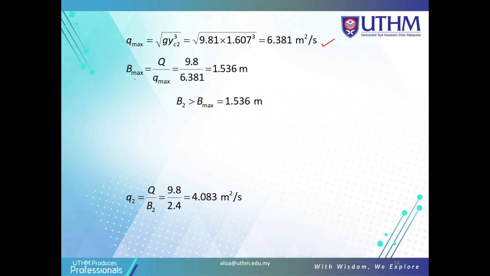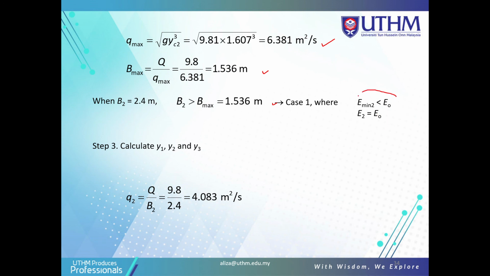Then for Bmax, we take the Q divided by Qmax here, and we get the value 1.536. So you get the value, and this value here and the value here. When B2 is 2.4 meters, we get that B2 is more than Bmax. So we calculate using step 3, because you want to find the upstream and downstream. That's why you must calculate. So this is in case 1.